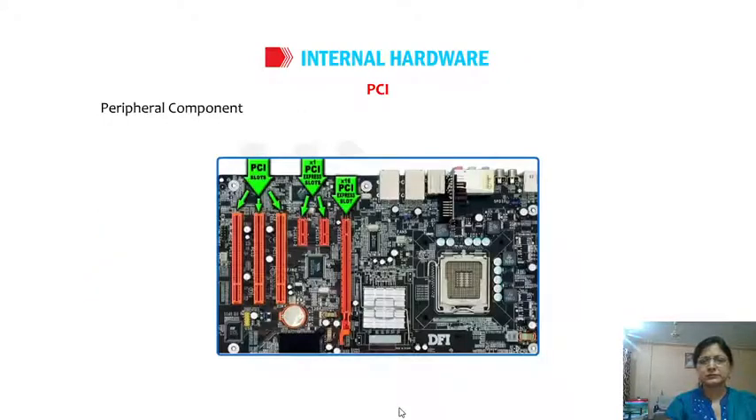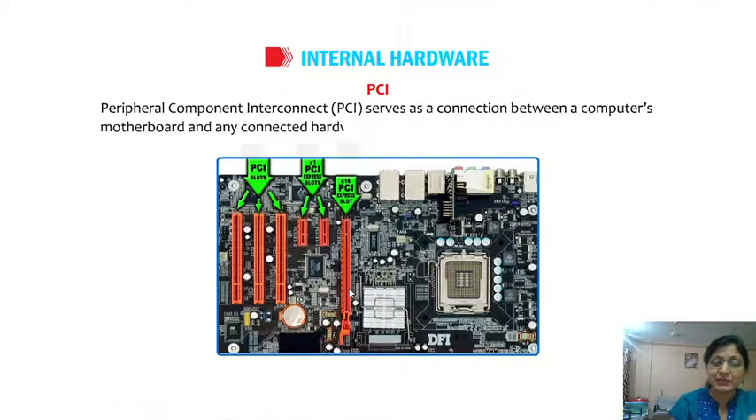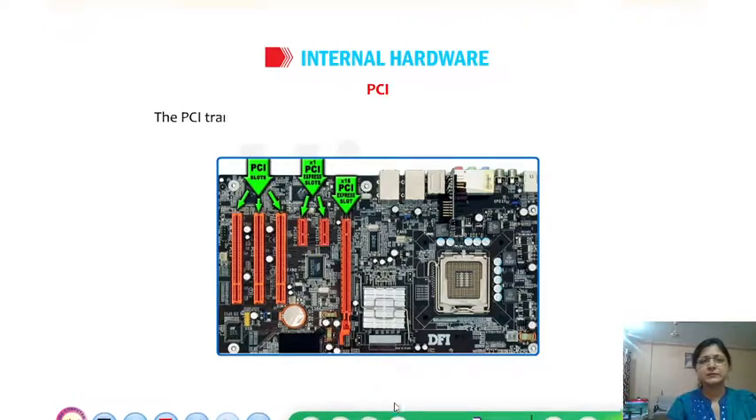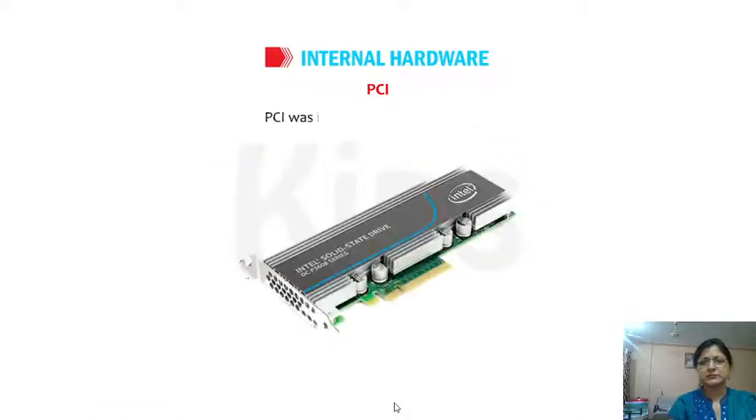PCI, peripheral component interconnect. PCI serves as a connection between a computer's motherboard and any connected hardware. So you see these slots over here. These are the PCI slots. This is the place where additional cards, or any hardware devices, you will be connecting. The PCI transmits data and power between a computer and the device. PCI was introduced by Intel in 1992.